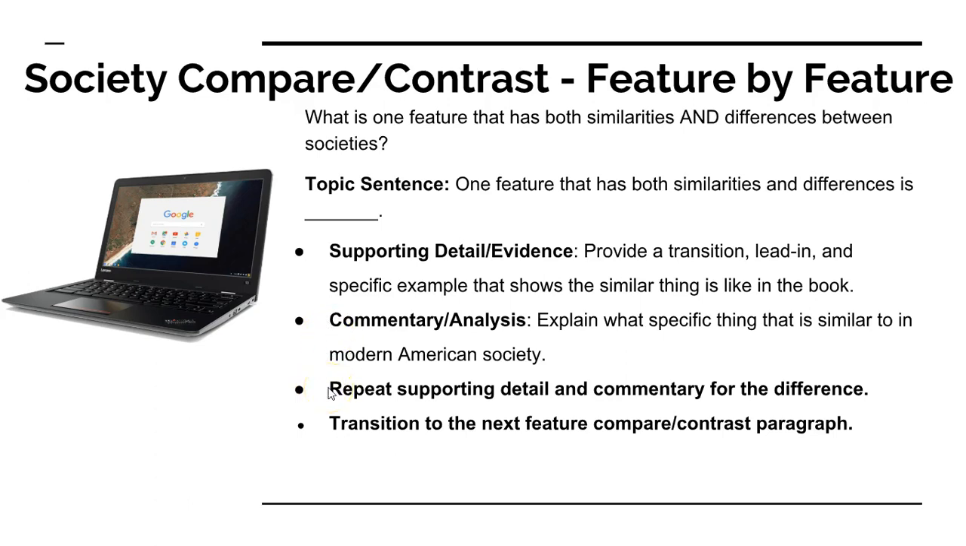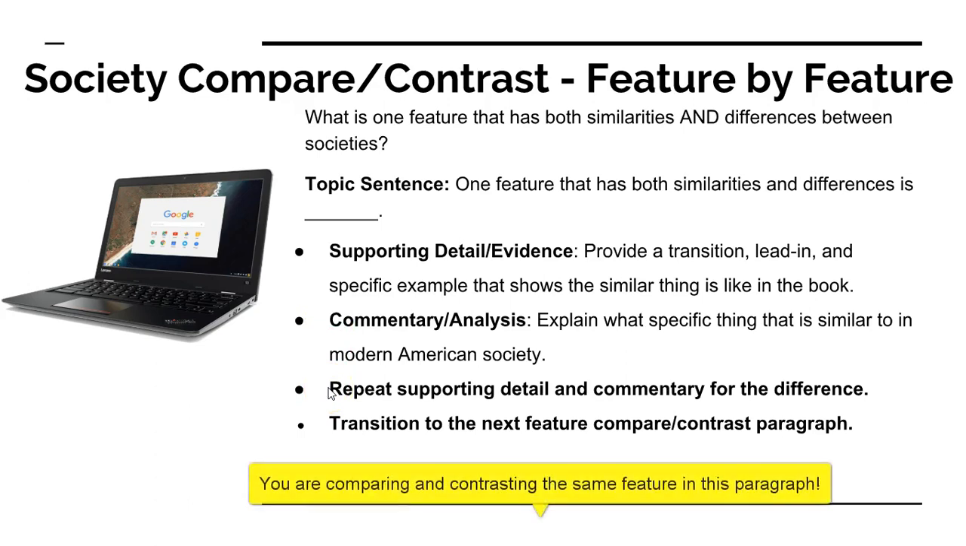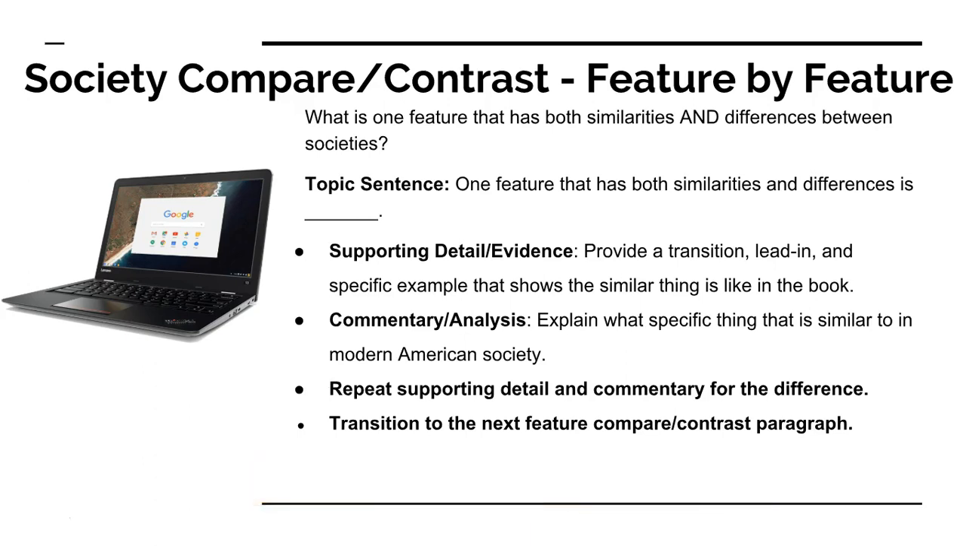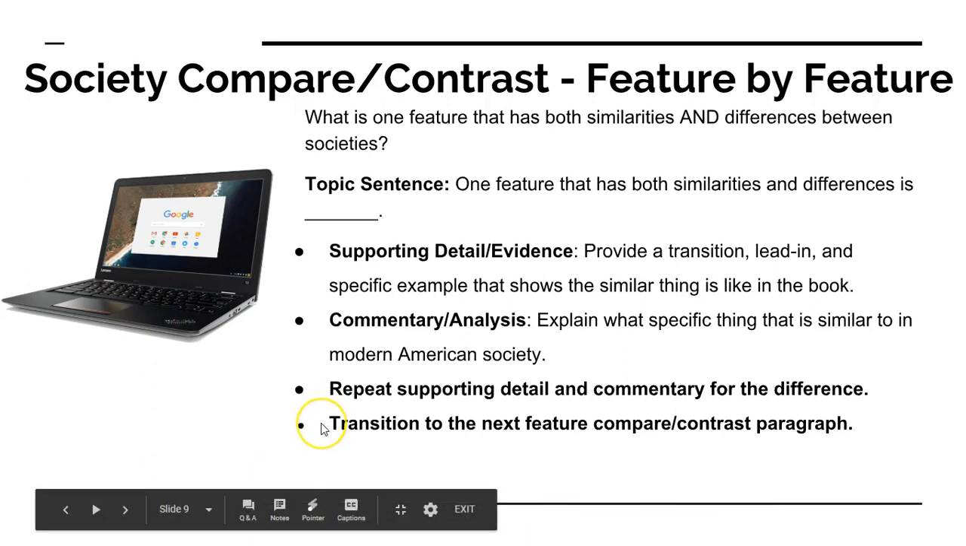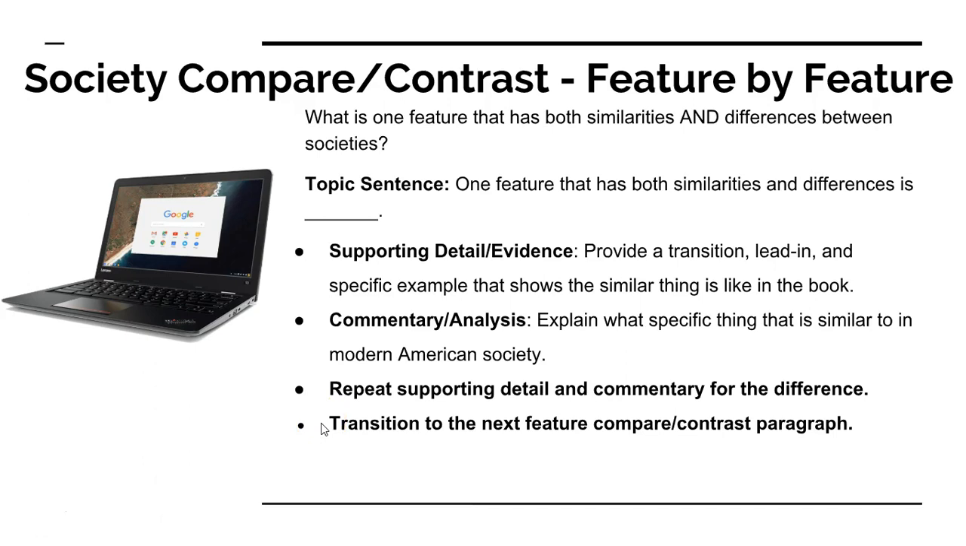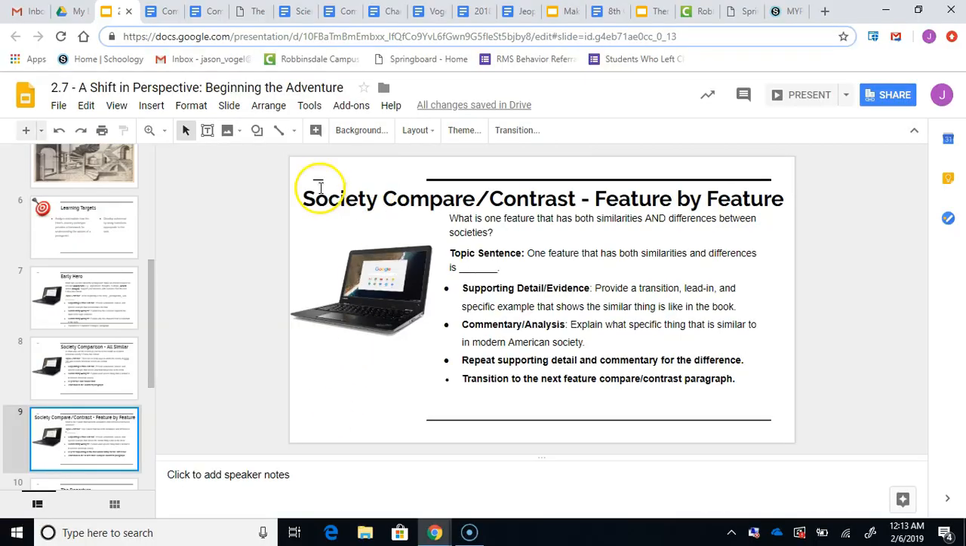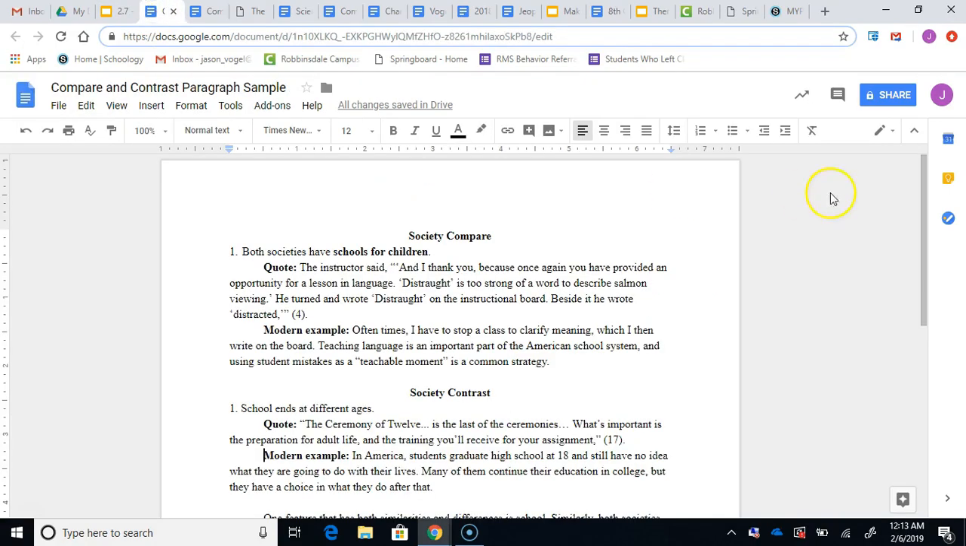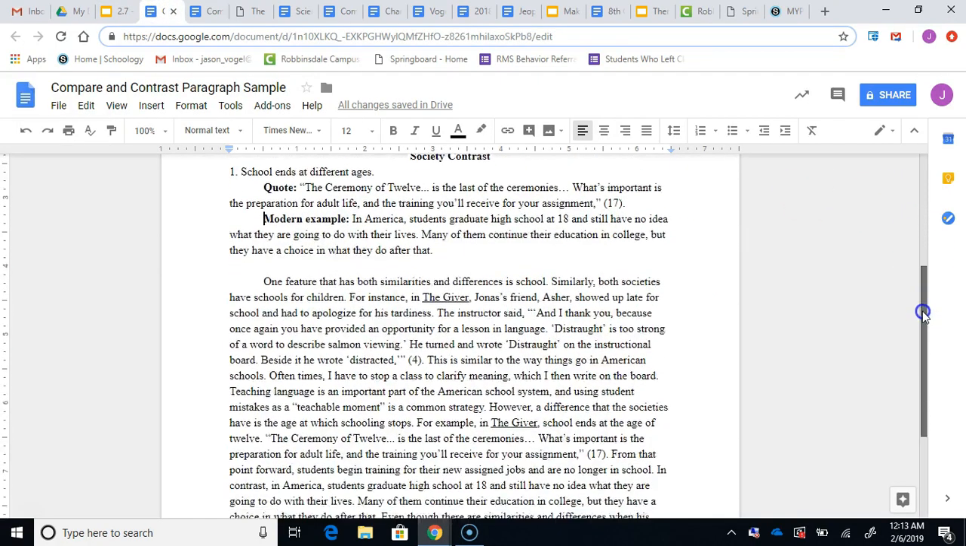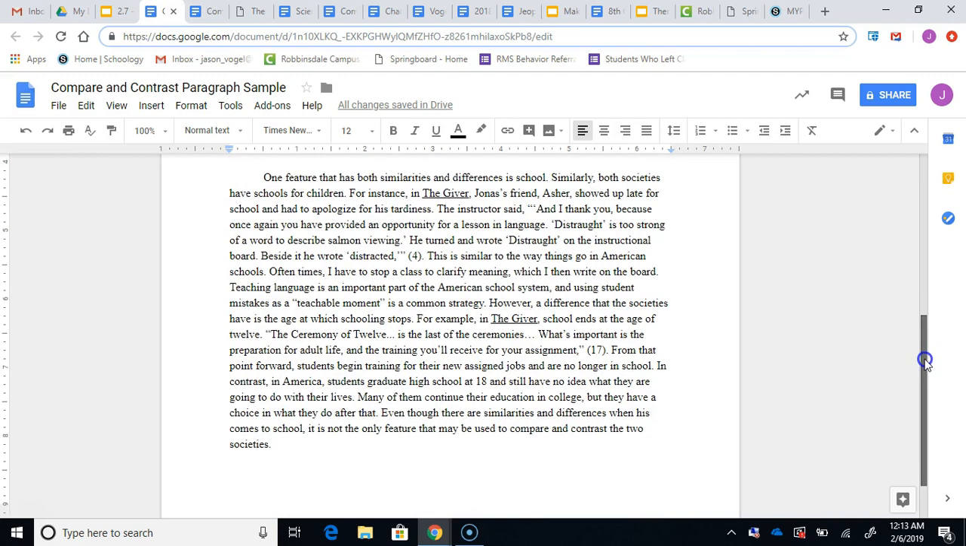Then you will repeat that same process with a supporting detail and evidence and commentary for the difference, and you will complete the paragraph with a transitional sentence into your next compare and contrast paragraph about a different feature. So, here's what that looks like. I have written a sample paragraph that compares and contrasts the same feature between my book and modern American society.